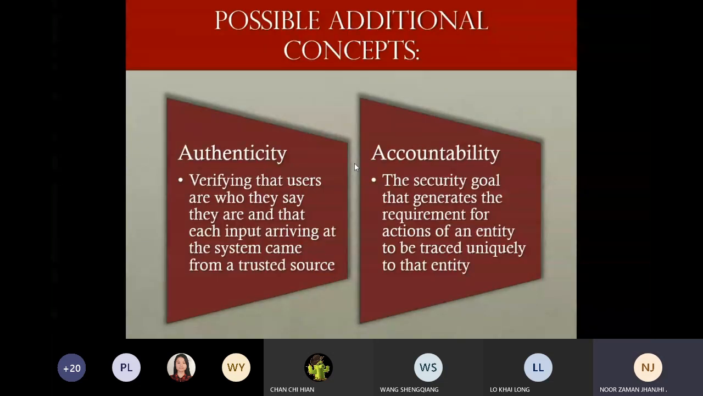As we discussed, with time we are adding more concepts. You remember that we can say CIA, CIAA, CIAP. So with time we are extending it. The possible additional concepts could be two more A's: authenticity and accountability.